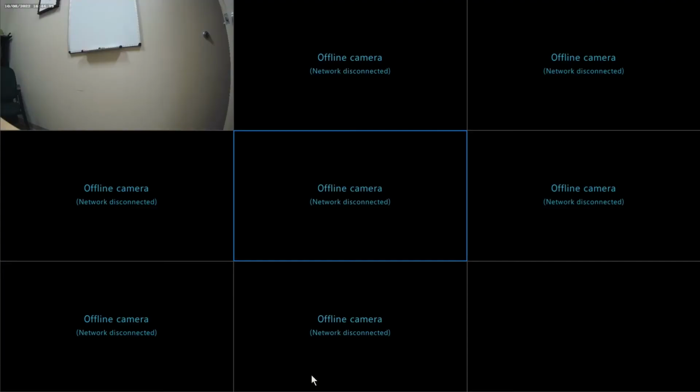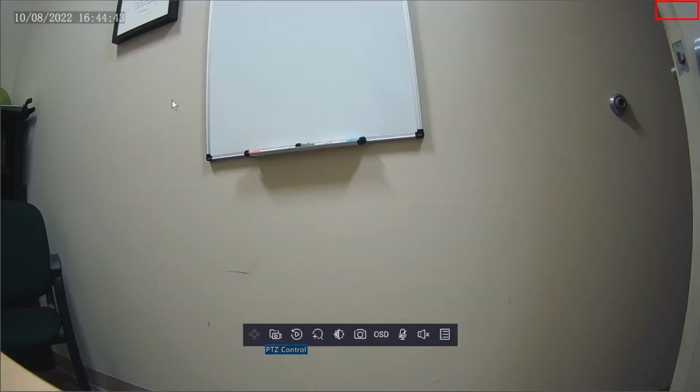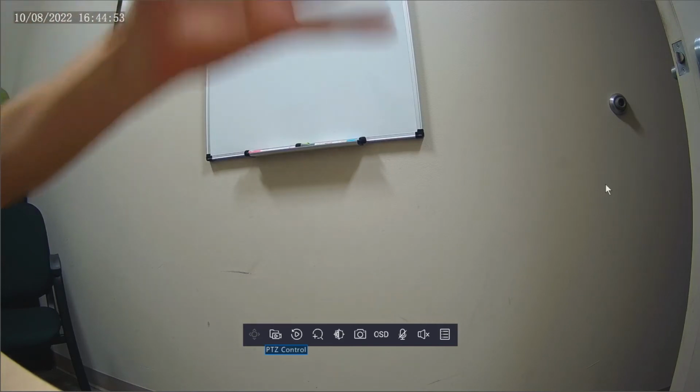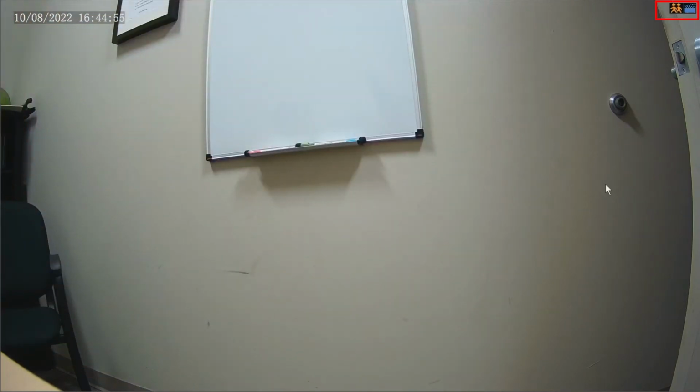You'll notice at the top right corner of the camera window, there's no record icon and there's no motion icon. That means motion detection is most likely working, but we should still test to confirm it. I'm going to wave my hand in front of the camera to trigger motion. Great. You'll see the motion icon pop up, and then the record icon pops up right after. That's what we're looking for.